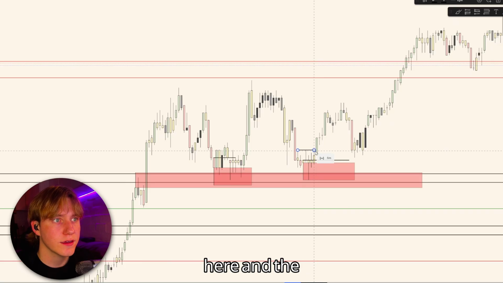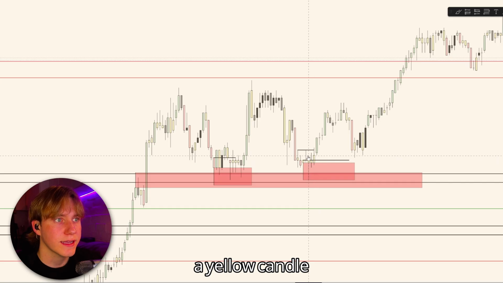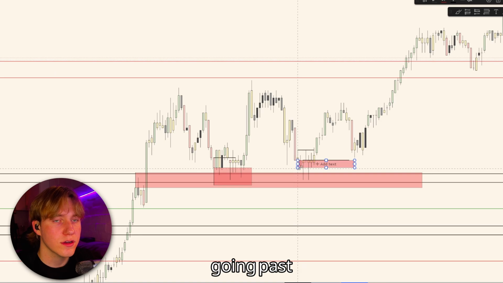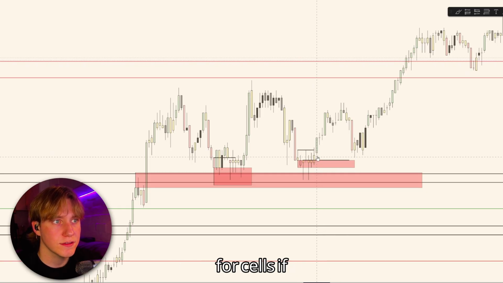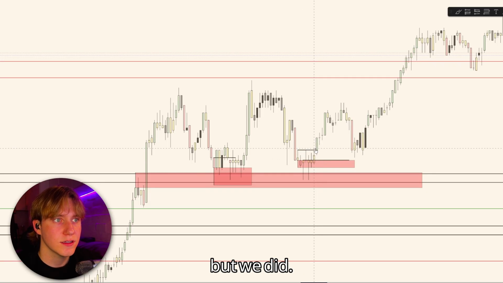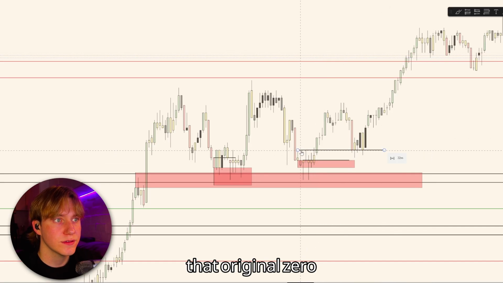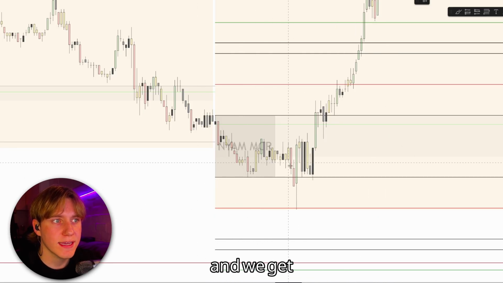And the reason why the indicator sometimes draws out the candle count on a green candle or a yellow candle or a red candle is because the indicator is highlighting that price was not going past this candle's edge, and until we closed above that candle, the trend was bearish. So we're going to look for sells if we do not close above that edge, but we did. So price then went bullish, and look at what candle we reacted off of. It was that original 0 candle where price failed to go lower. This is what I'm going to be classifying as my A+ setup when we're looking for candle counting. So we have our price reacting from one of our confluences, and we get our candle count.